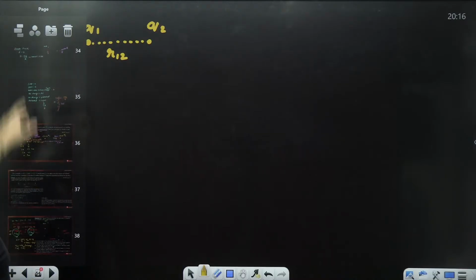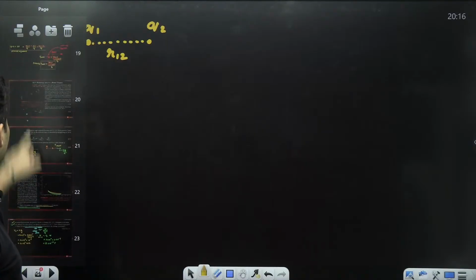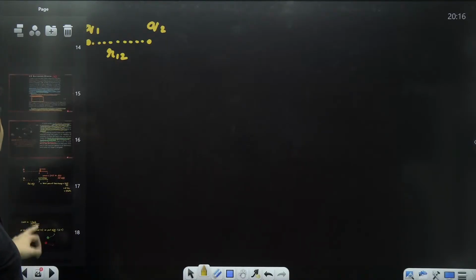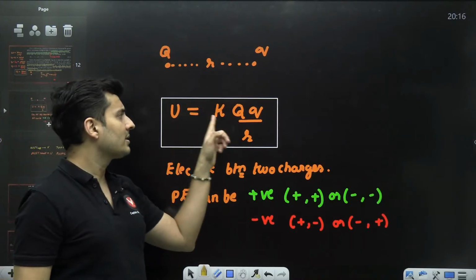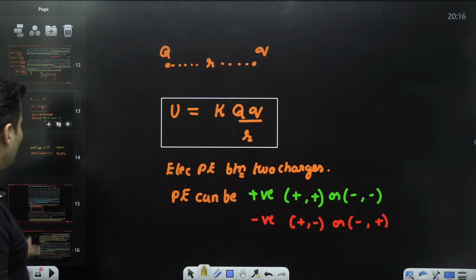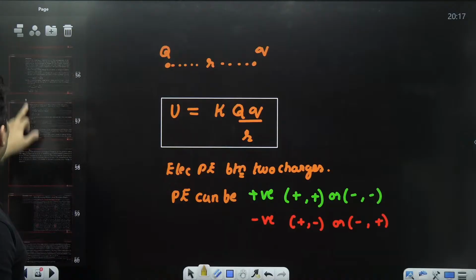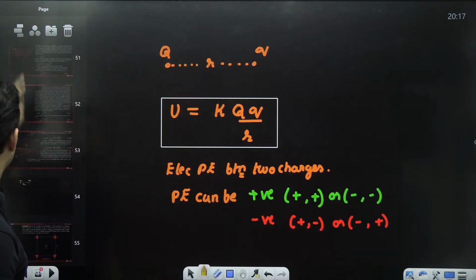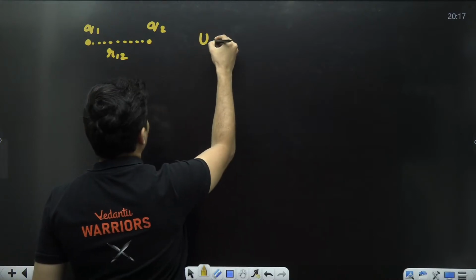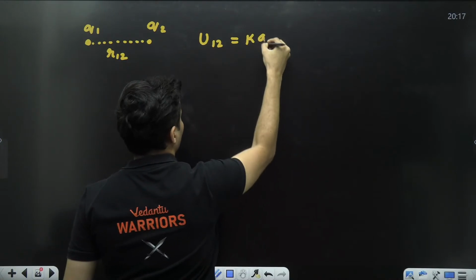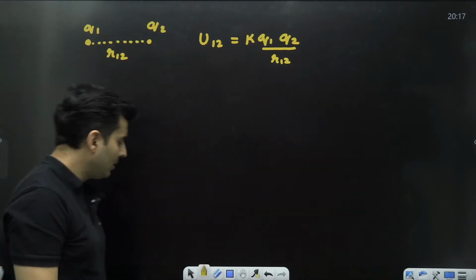Do you remember? I gave you the potential energy formula a long time back. Between two charges, it is KQQ by R. So let's go back over here. The potential energy between these two, between 1 and 2, will be K Q1 Q2 divided by R12. Is that right, everyone?